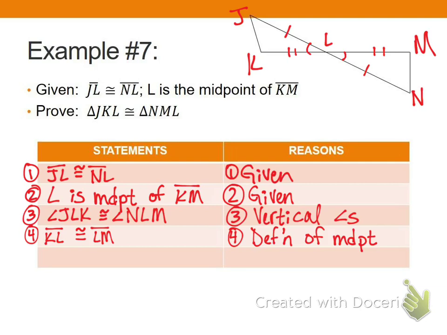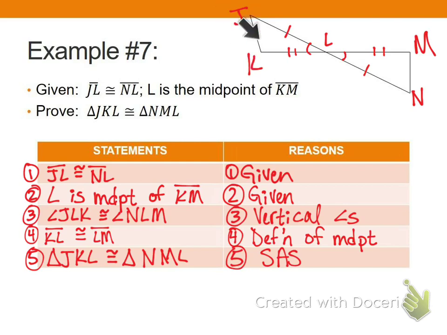All right, we got one line left. What do you think our statement's going to be? Good. We should always end with our prove statement. What do you think our reasoning is here? What is it? Side angle side. They didn't give us our last pair of sides here, but we did use the included angle. Side angle side.